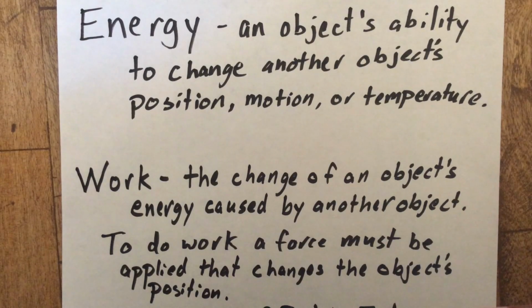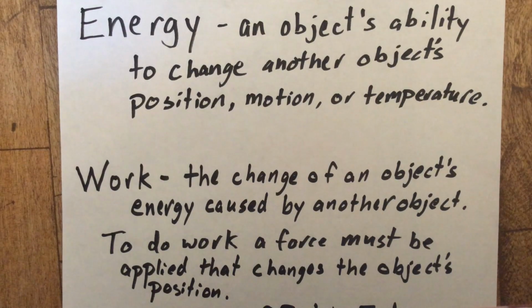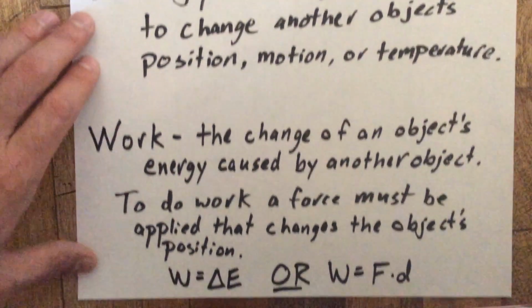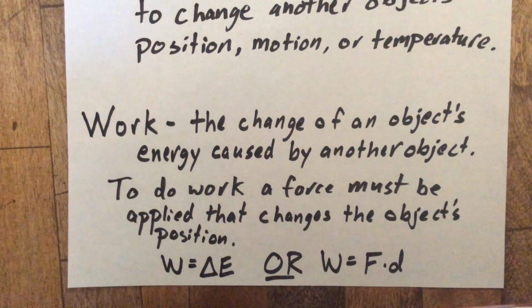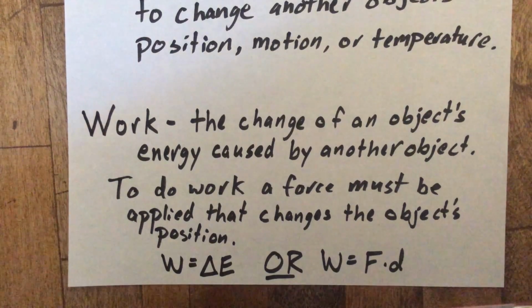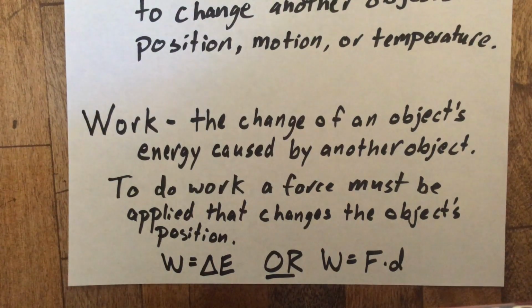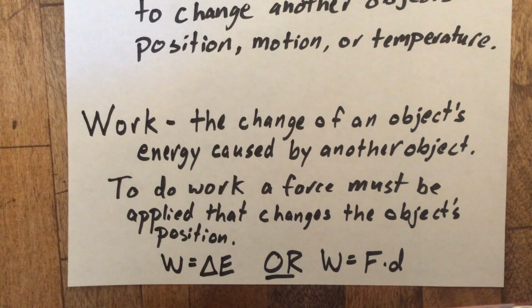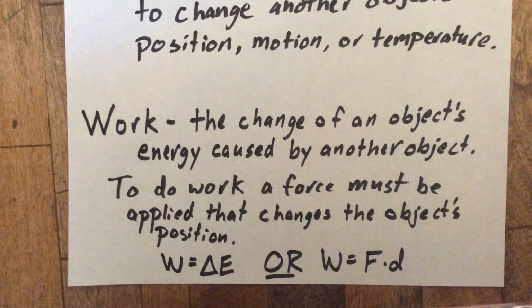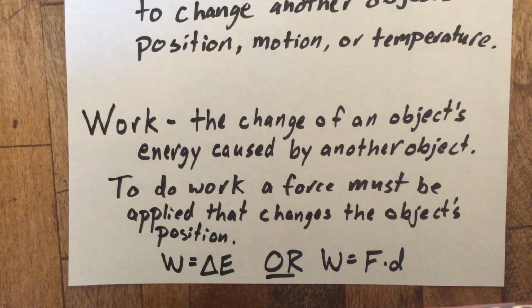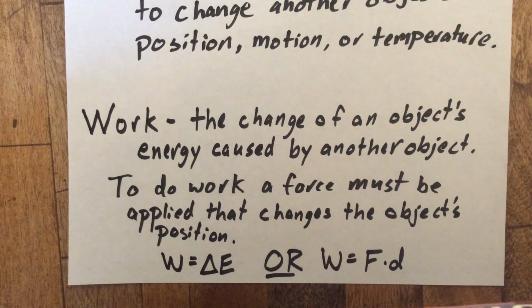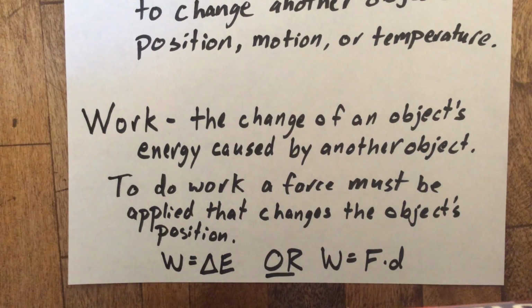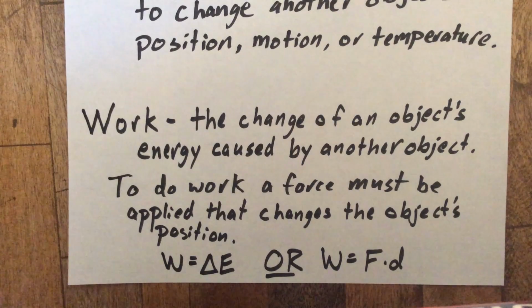Now this energy gets to exist as many different types. We're going to focus on 3 in this unit. When we talk about work, so an object doing work, that's the change of that object's energy caused by another object. So to do work on an object, the other object has to apply a force that changes the position of an object. If I push on something but I don't change its position, I'm not going to do any work.